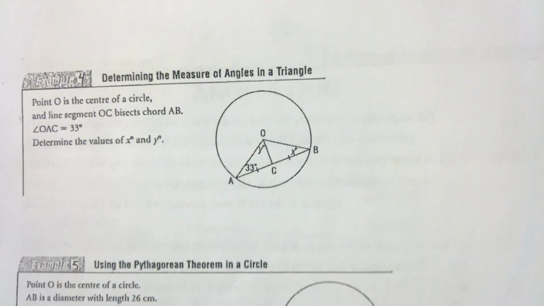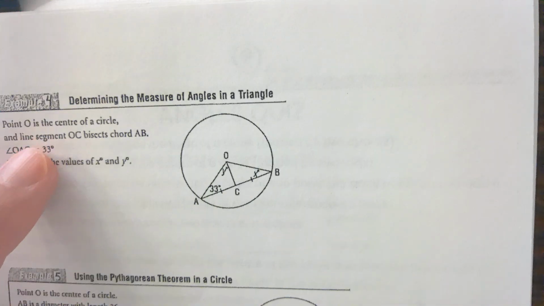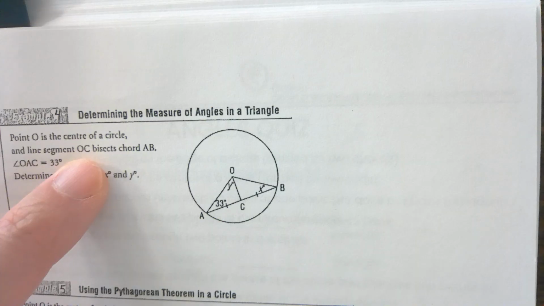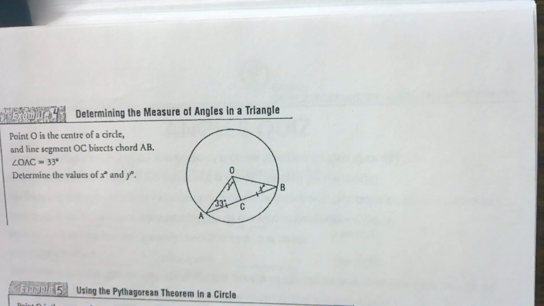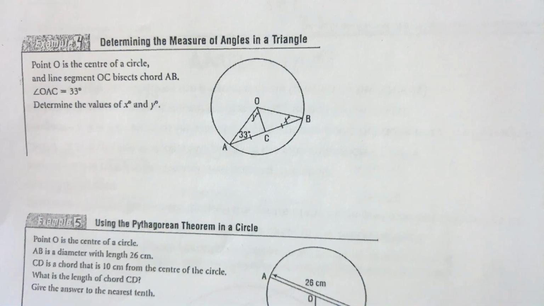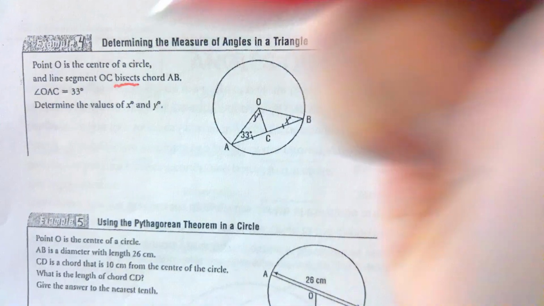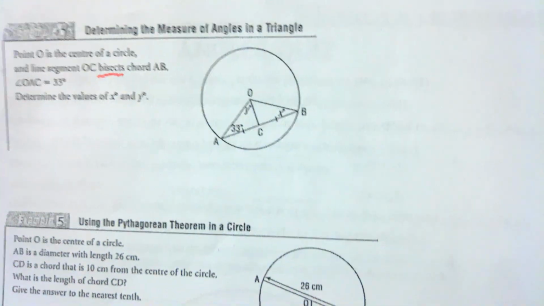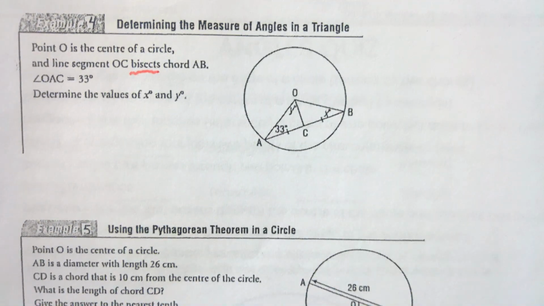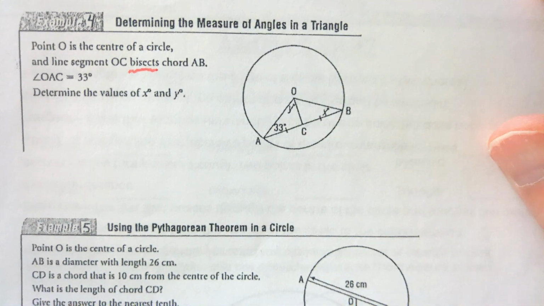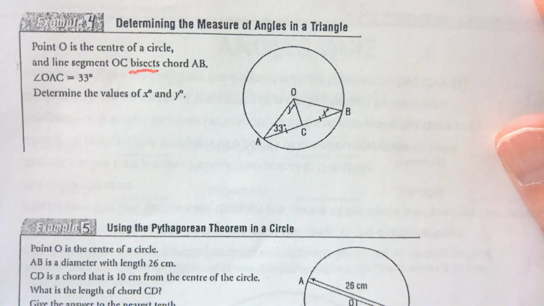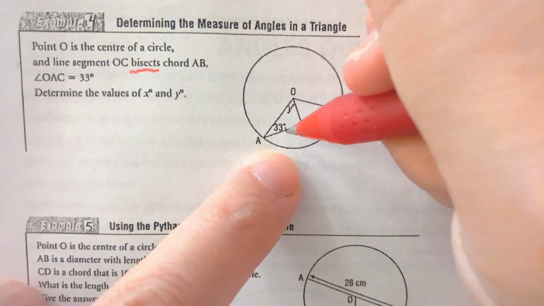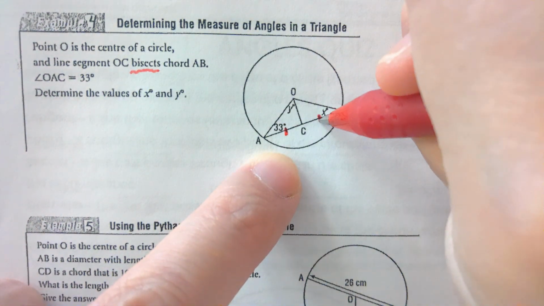All right, example 4. Point O is the center of the circle with line segment OC bisecting chord AB. What does bisect mean? You did bisecting in science. It means the same thing, but in grade 10 you also do bisecting chords, bisecting tangents, bisecting everything. What? Cut in half, right? So cut in half, that means this is equal to this.